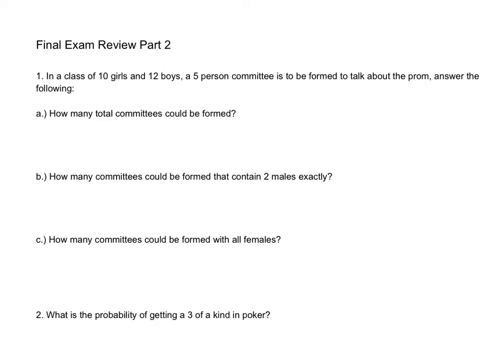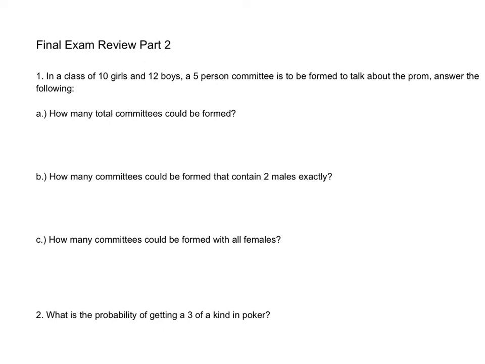In final exam review part 2, we're going to take a look at some probabilities. In problem 1, we have that in a class of 10 girls and 12 boys, a 5-person committee is to be formed to talk about the prom. Answer the following. How many total committees can be formed?